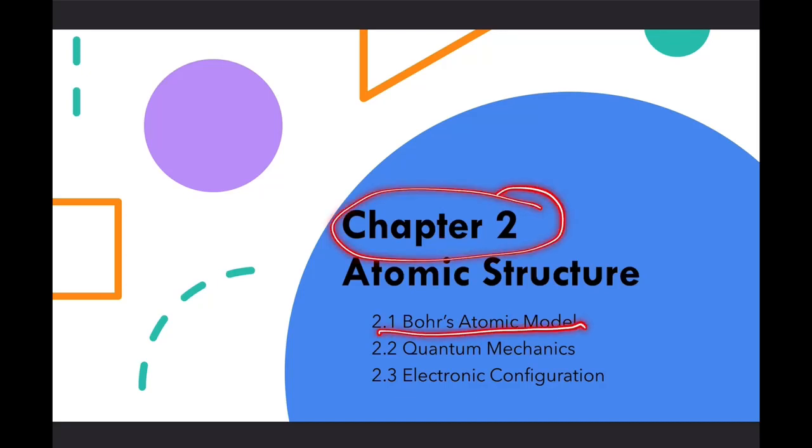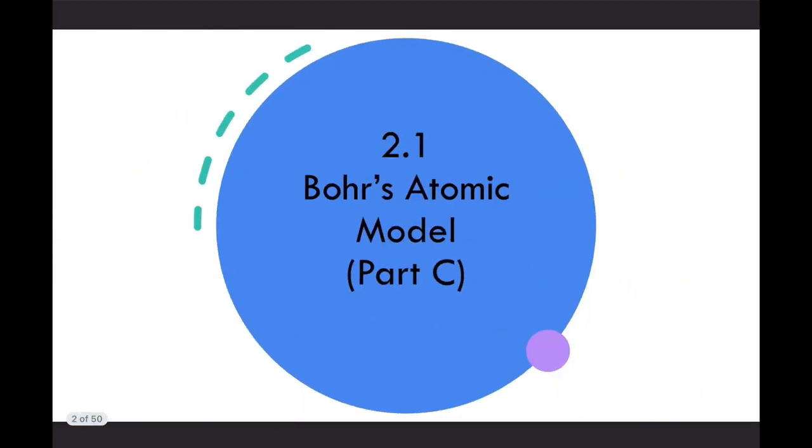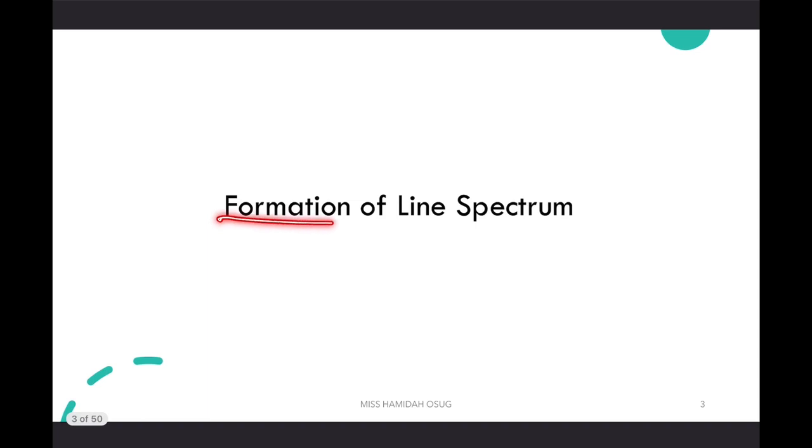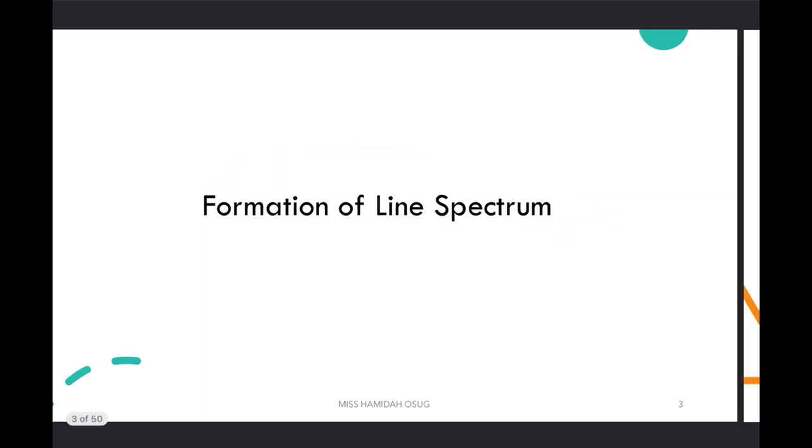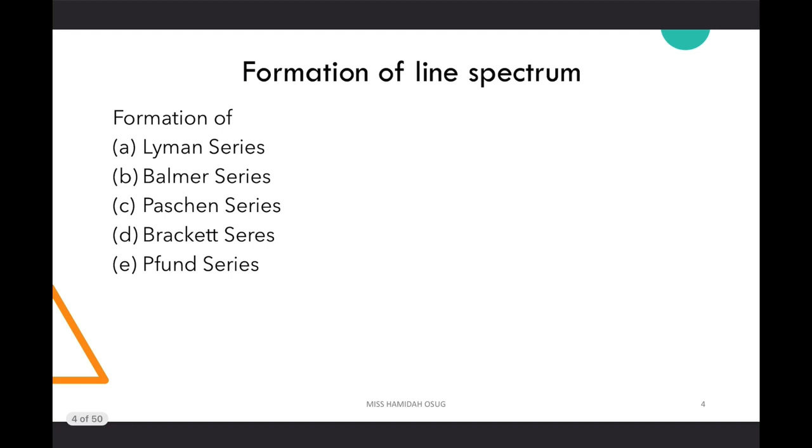So we are still in chapter 2, atomic structure. This video is about Bohr atomic model, part C. In this video, we will be discussing the formation of line spectrum, in which we will illustrate how the Lyman, the Balmer, the Paschen, the Brackett and the Pfund series are formed.